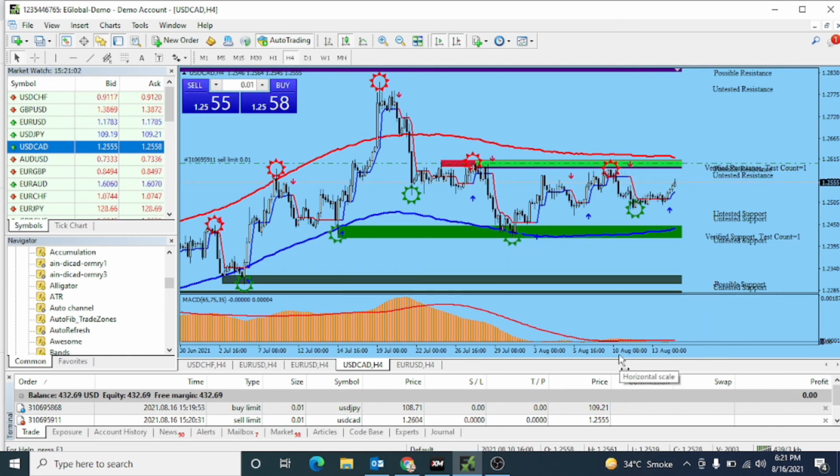So support and resistance levels play a very important role in the forex trading market. Whether you are a professional trader or a beginner, always follow the support and resistance levels for good profit and good results in the forex market.